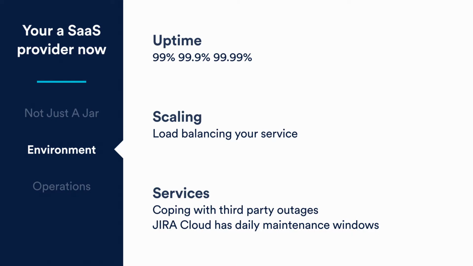Another thing that we found really important to look at is coping with third-party outages. We rely on a couple of third-party services, and if one of those goes down, we need a fallback and a kind of degraded running mode, so things just don't go down. It's also important to remember that Jira Cloud has daily maintenance windows. So this isn't just a chance that things might go down. Things will not be available every single day. It's likely that Jira Cloud will not be available for each instance for about 5 minutes of each day.